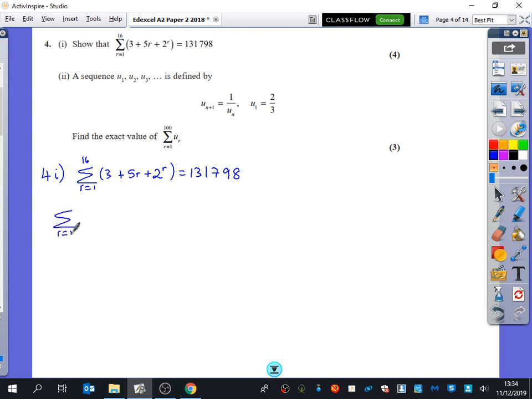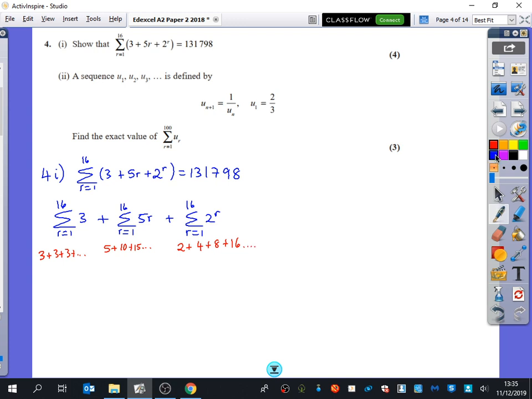It's going to be the sum from r equals 1 to 16 of 3, plus the sum from r equals 1 to 16 of 5r, plus the sum from r equals 1 to 16 of 2 to the power of r. Very briefly, we'll just think about what these sequences look like. This is just going to be a 3 plus 3 plus 3, and it's just going all the way up to 16. This one is a sequence that starts with r equals 1, so it's going to be 5 plus 10 plus 15, and it's going to be done 16 times. This sequence starts with a 2, because it's 2 to the power of 1, then it's going to be 2 to the power of 2, 2 to the power of 3, 2 to the power of 4, and that's going to keep going all the way up to 2 to the power of 16.